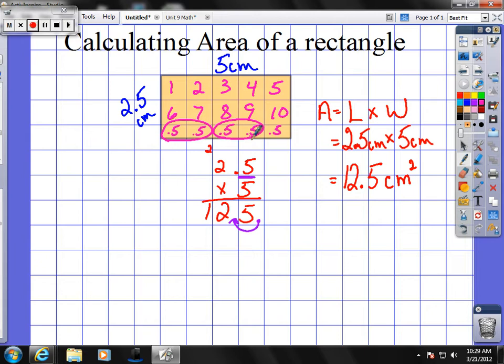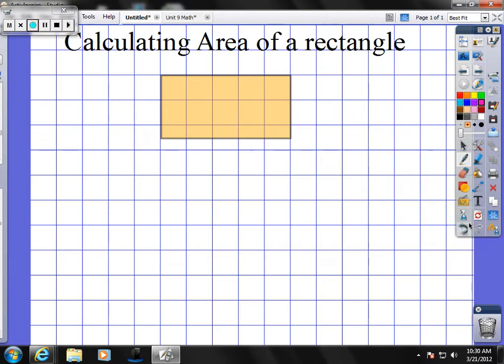So now I have actually not 10 square units, but I have 10, 11, because that's one square unit together, 12, that's one square unit together, 0.5, 12.5 square units. So far, so good.